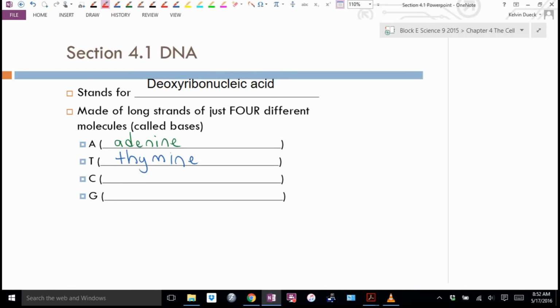The third one we'll use a capital letter C for. It's called cytosine, C-Y-T-O-S-I-N-E. And the fourth one we'll use a capital G for, and it's called guanine, G-U-A-N-I-N-E.